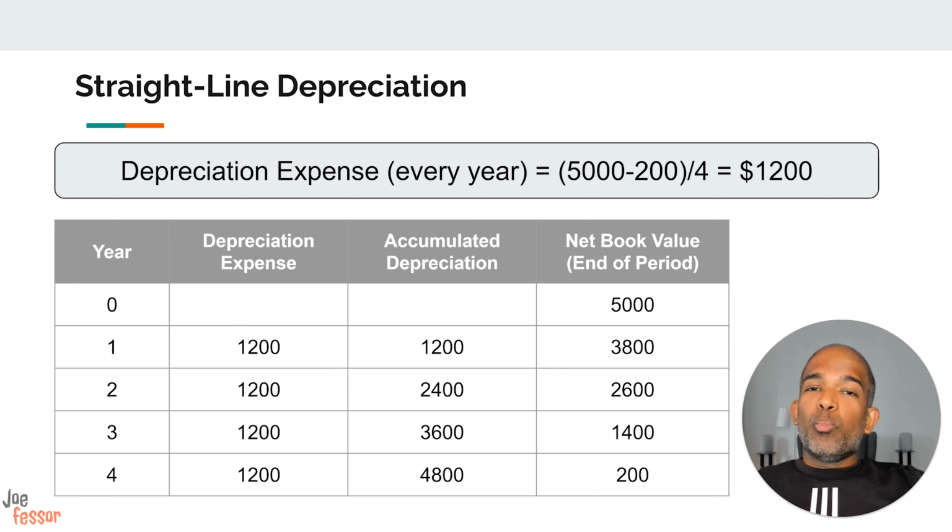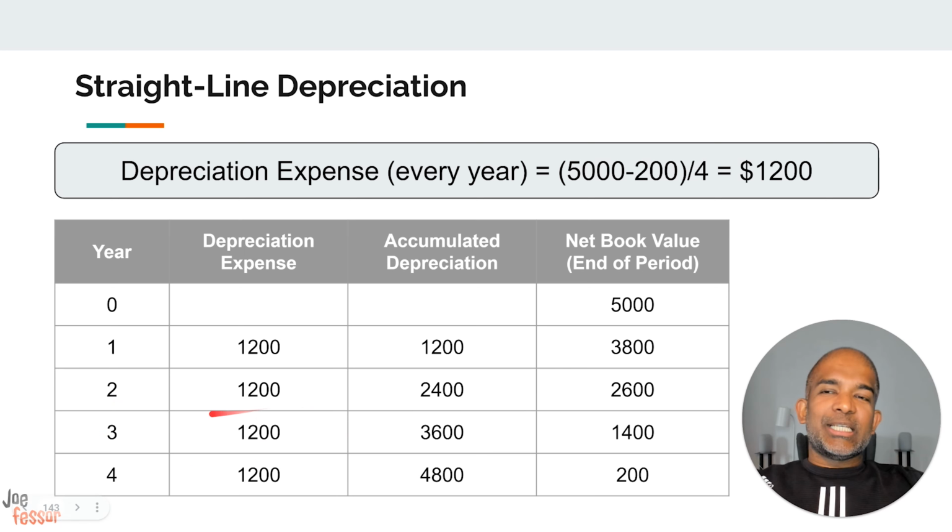Hence the phrase net book value, right? Because the value of $2,600 is as per our books. So at this moment, at the end of year 2, if you looked at Joe's financial statements, it would show that he has equipment which is worth $2,600 at this point in time. We can continue further.